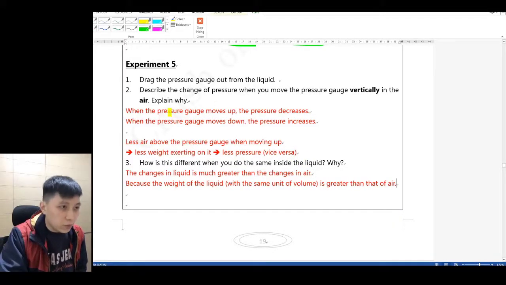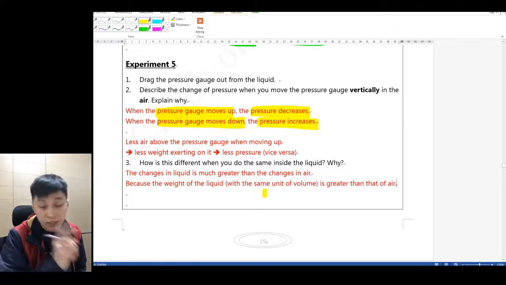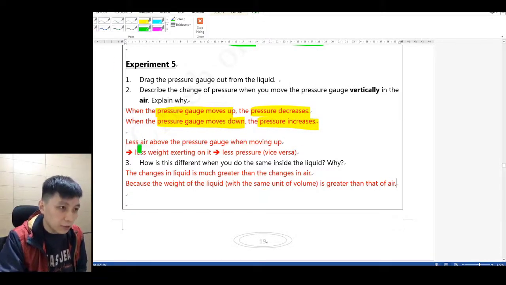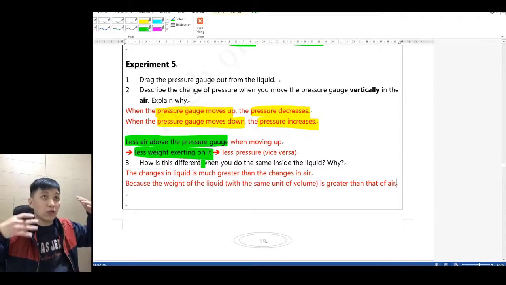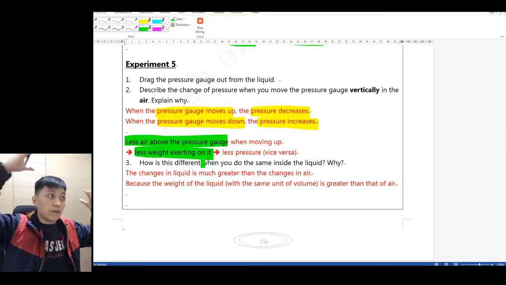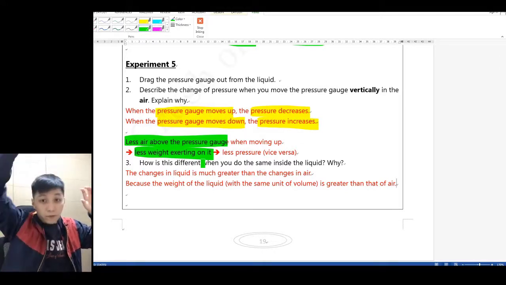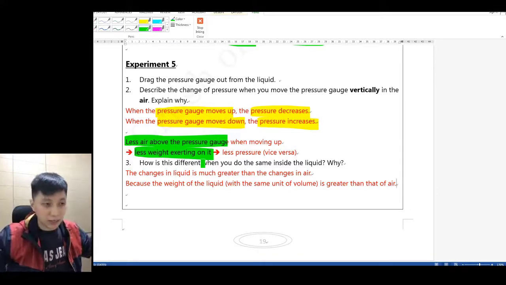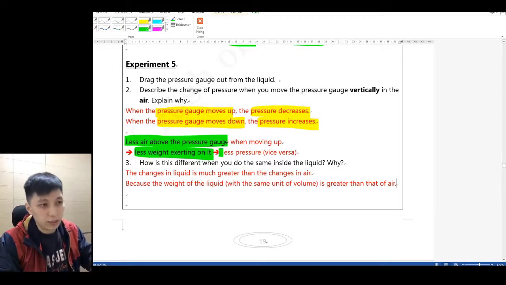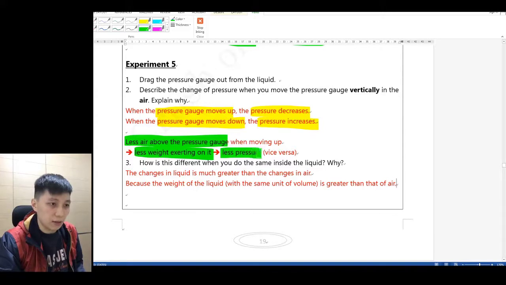First of all, the observation. Pressure gauge moves up, pressure will decrease. Pressure gauge moves down, then pressure increases. These are observations. For the explanation, when we're moving up, less air is above the gauge, and therefore there will be less weight exerting on it. So imagine just simply when you go higher up, if you try to count all the air above you, many layers above you, you have fewer layers basically, and therefore we have less weight, and with less weight you have less pressure.